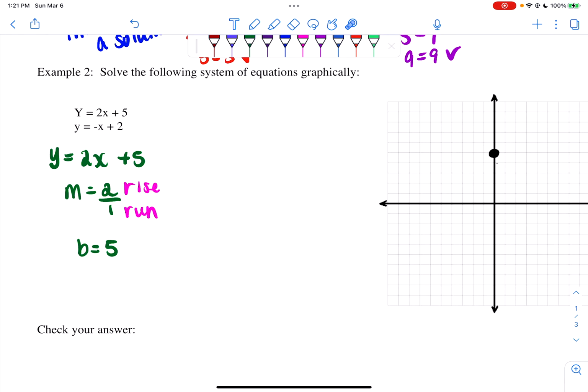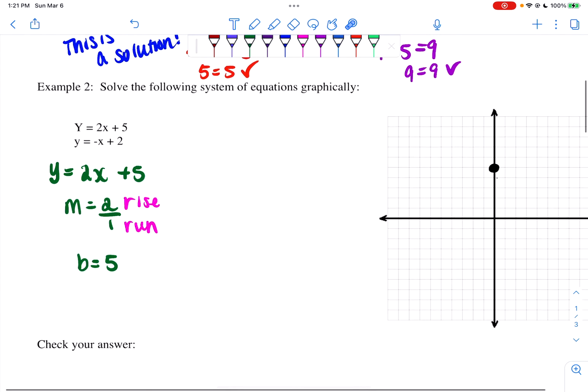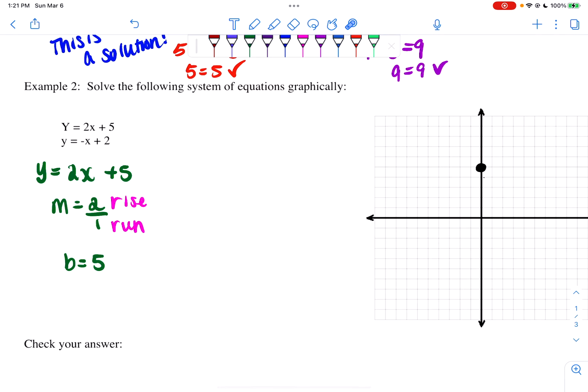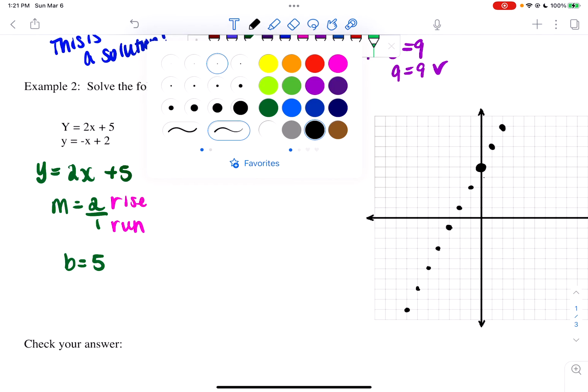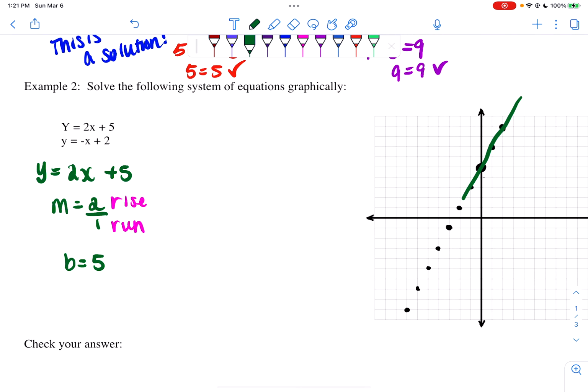And now I'm going to go up 2 over 1, because we always go to the right. 1, 2, 1, plot a point. 1, 2, 1, and then I run out of room if I go up here. So I'm going to go back to my y-intercept and go down 2 over 1. So down 2 over 1. And I keep on doing that until I run out of room. And then I draw a line going through my points.